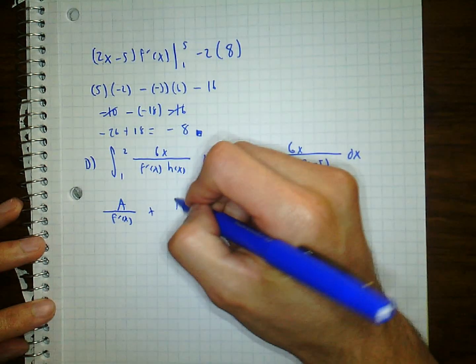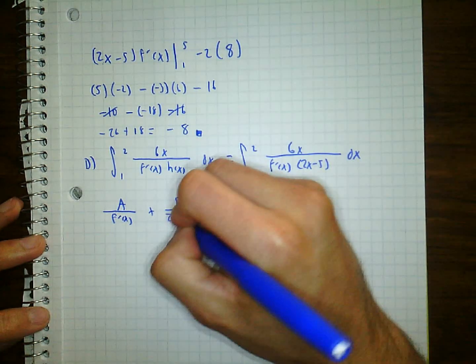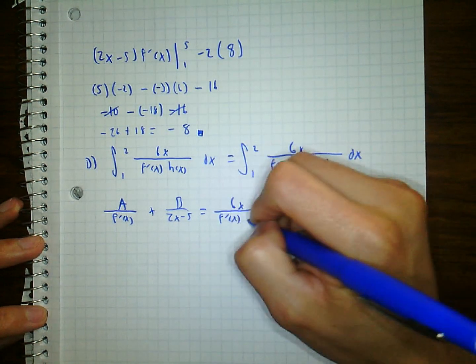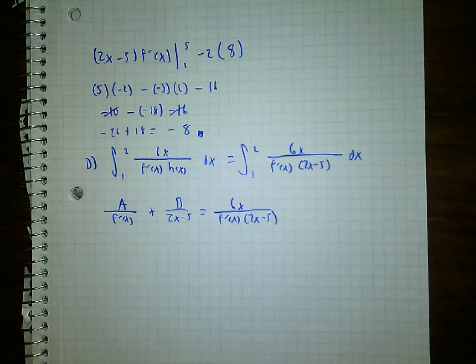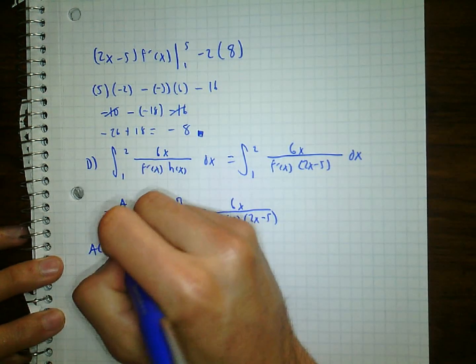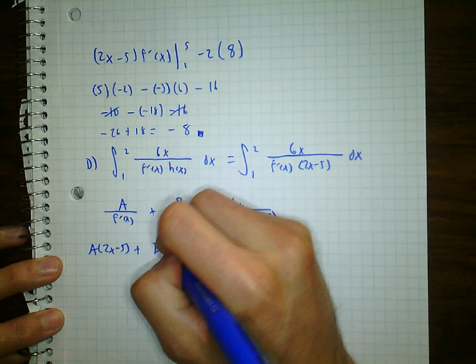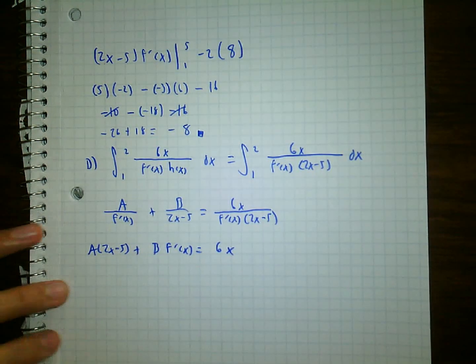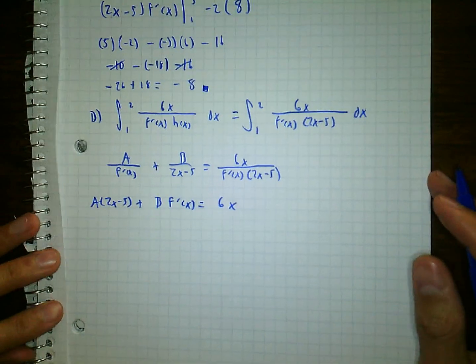B over 2x minus 5, and that should be equal to this fraction that was given to us originally. Okay, so remember partial fraction decomposition, so I'm going to do A times (2x minus 5) plus B times f prime of x, and that should equal 6x. So I'm just going to use a technique of plugging in values.